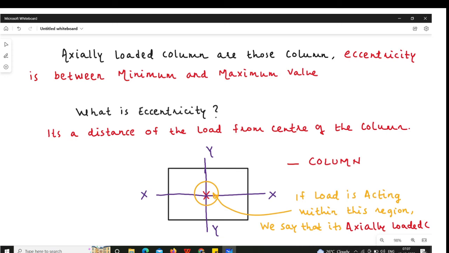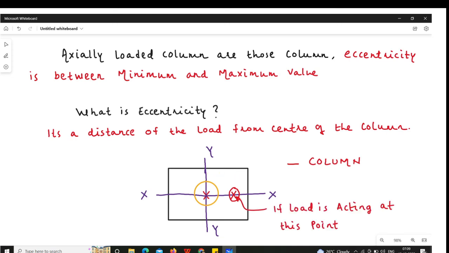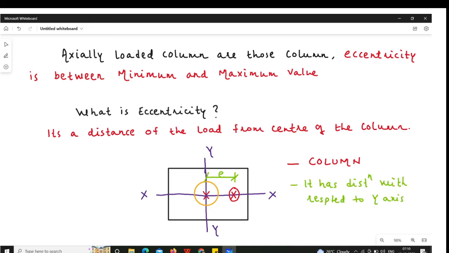And if the load is acting beyond this perimeter, then that column will be a uniaxial column or biaxial column. We will see how the uniaxial and biaxial columns are defined based on eccentricity. Okay. Now you see, if the load is acting at this point, it has eccentricity with respect to the y axis, and there is no eccentricity with respect to the x axis. So what we can understand is that the y axis is bending, but the x axis is not bending, because eccentricity is not with respect to the x axis, it is with respect to the y axis. Okay. So this is the case of uniaxial bending.